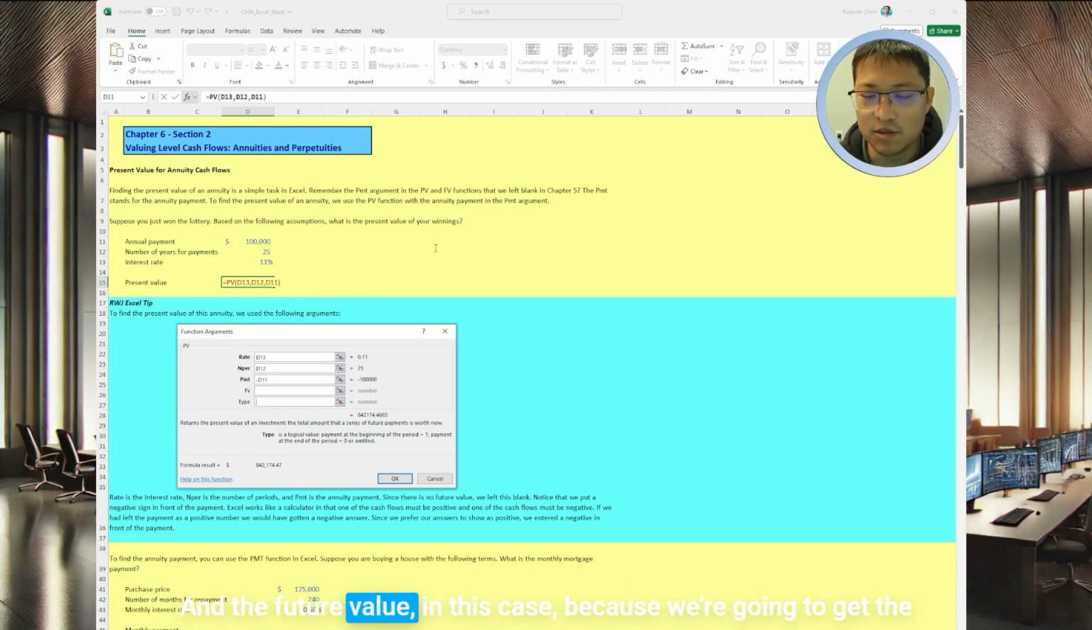And the future value, in this case, because we're going to get the annual payment every year, we don't actually have a future value. You can either leave it blank or 0. Okay. The type here, in this case, because you're going to receive the payment at the end of the year, we leave it blank. We're going to talk about when do we deal with this type later, right?